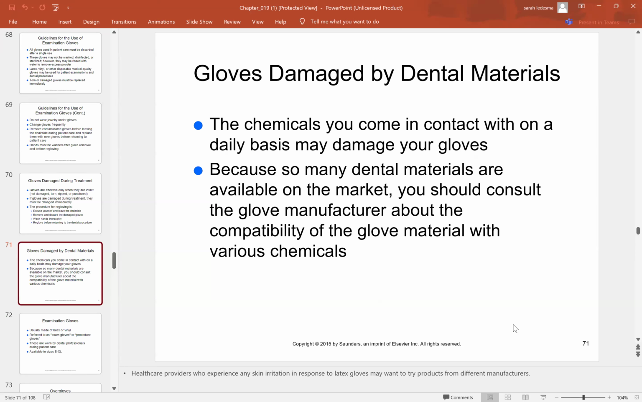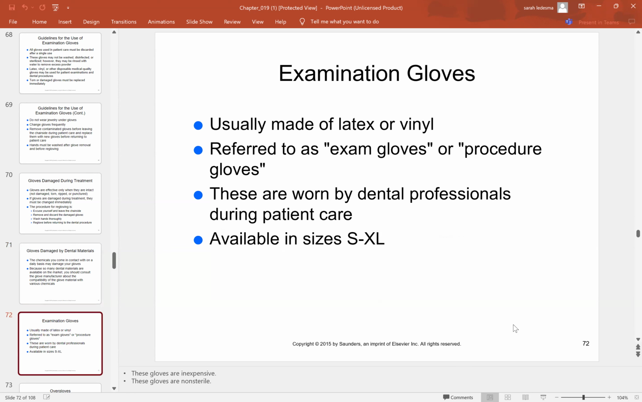The chemicals you come in contact with on a daily basis may damage your gloves. Because so many dental materials are available on the market, you should consult with your glove manufacturer about the compatibility of the glove material with various chemicals. Examination gloves are usually made of latex or vinyl and referred to as exam gloves. These are worn by dental professionals during patient care and available in sizes from small to extra large.